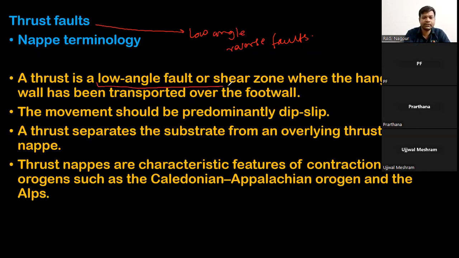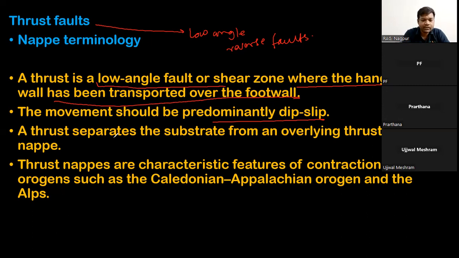A low angle reverse fault or shear zone is where the hanging wall has been transported over the footwall. That means footwall and hanging wall are like this, right? Now the movement should be predominantly dip slip. I have told you just now that reverse faults are also dip slip faults.